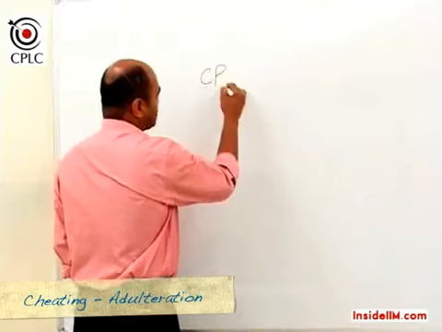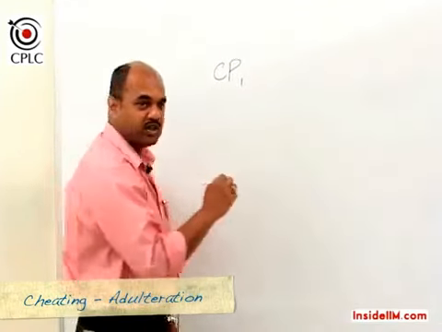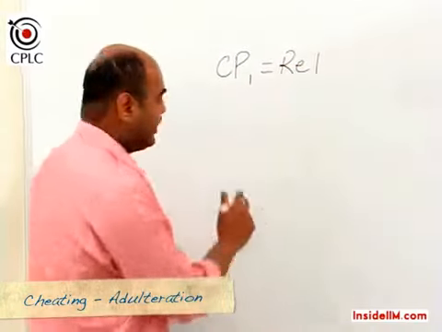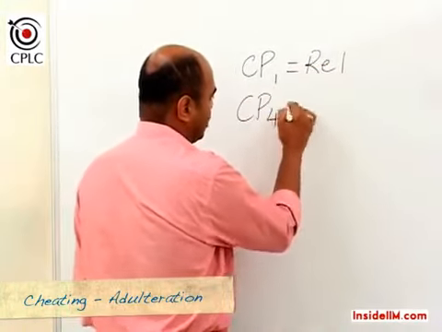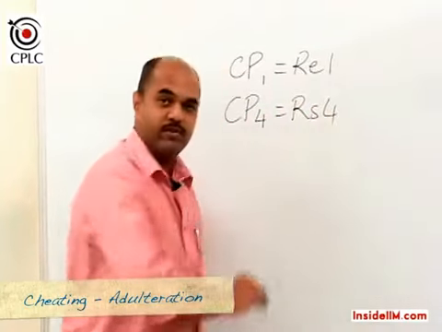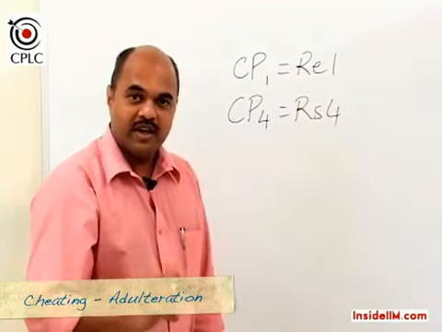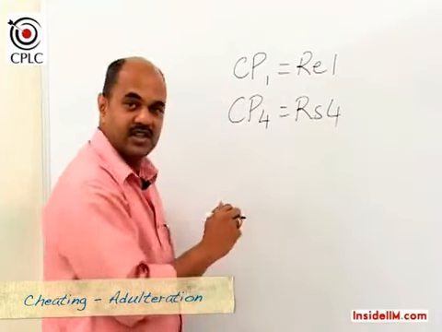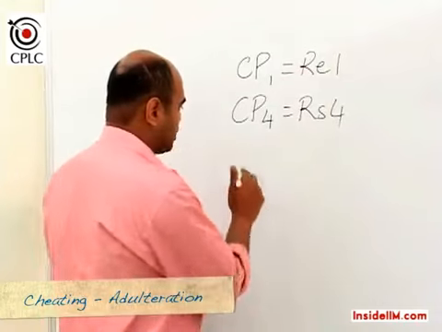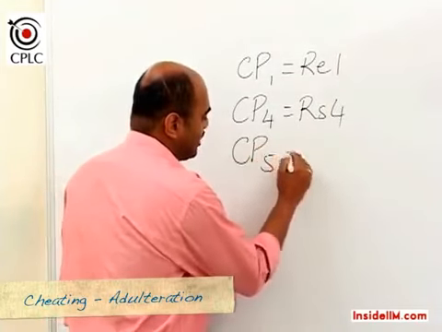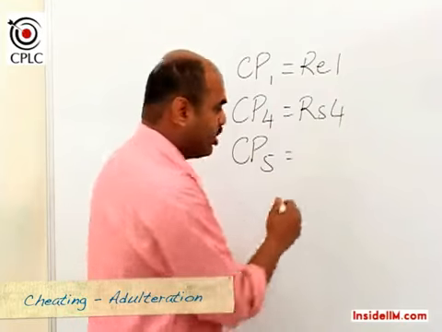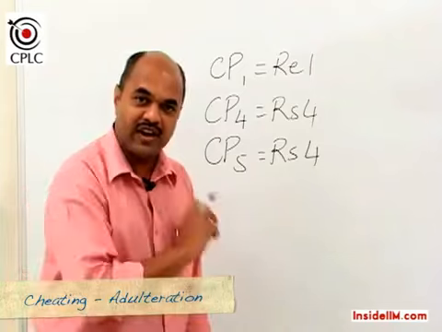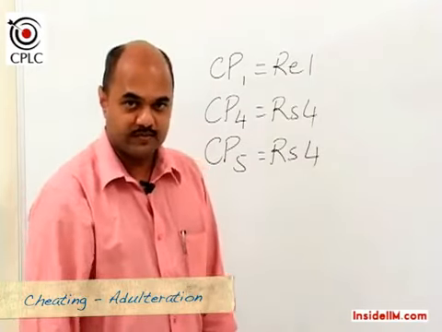Suppose we say that the cost price of 1 liter of milk for the milkman is 1 rupee. Now the milkman had 4 liters of milk, and hence we would say that the cost price of 4 liters would be 4 rupees. The milkman is adding 1 liter of water, and hence the milkman is now going to have 5 liters of solution, but there is no change in the cost because there is no cost associated with water, and hence we say that the cost price of 5 liters is still 4 rupees.